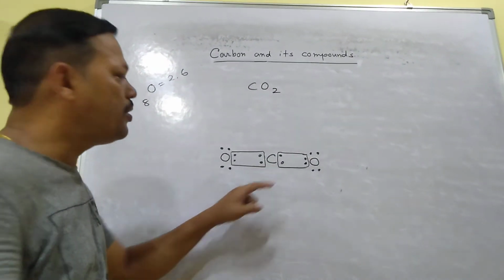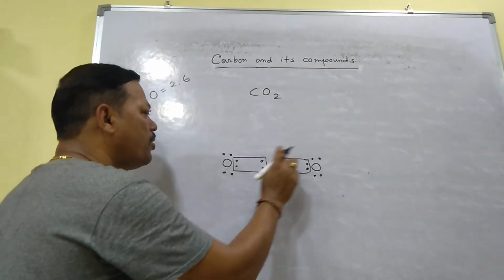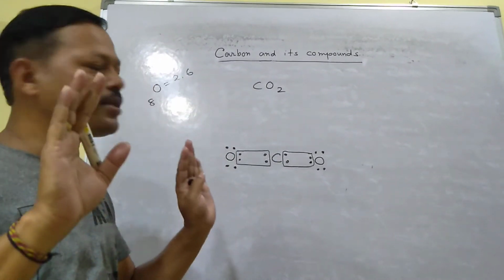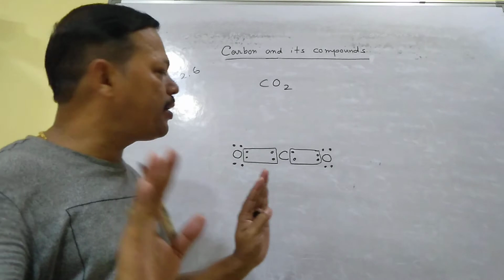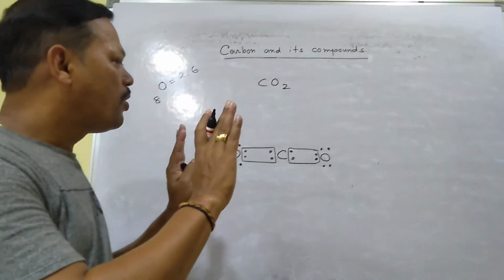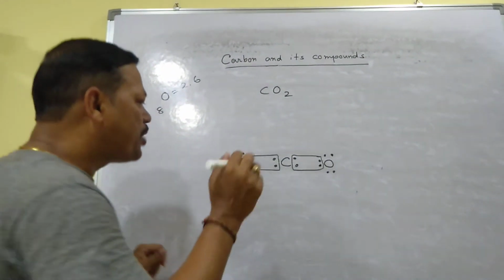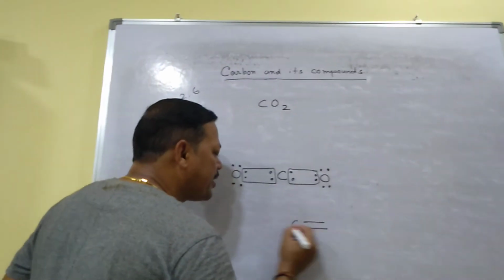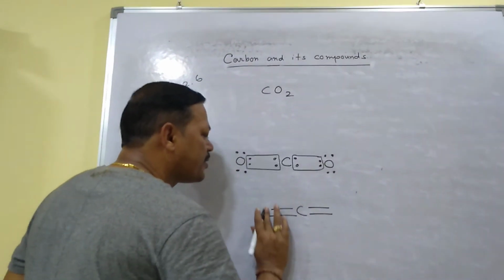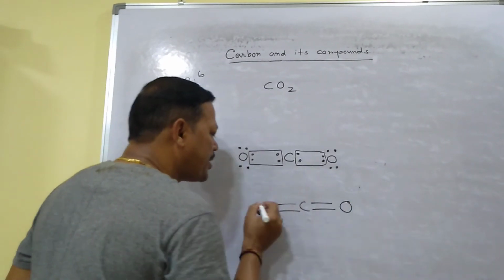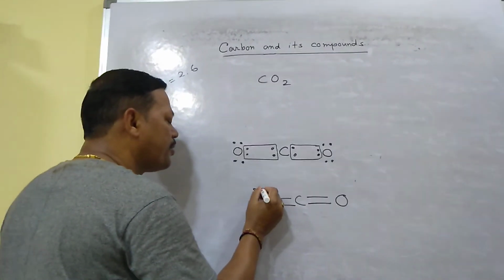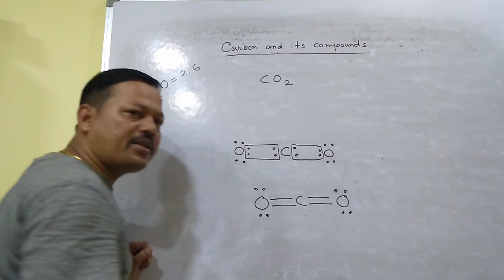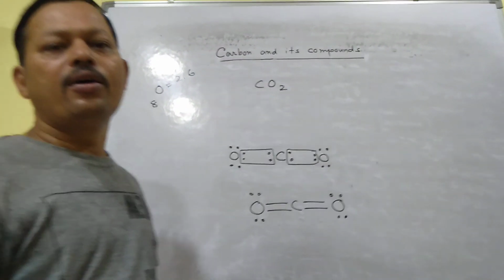Now look at the carbon. This side 1, 2, 3, 4. This side 1, 2, 3, 4. Total number of electrons 8. I mean all the atoms obtain the octet. That means all the atoms gain stability. So that is why, since 4 electrons take part in sharing, both sides you will get a double bond like this, and oxygen should be present like this, and these electrons remain here, and these are called lone pairs of electrons. Lone pair means they do not involve in bond formation.